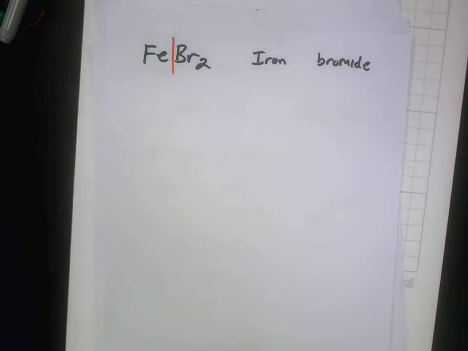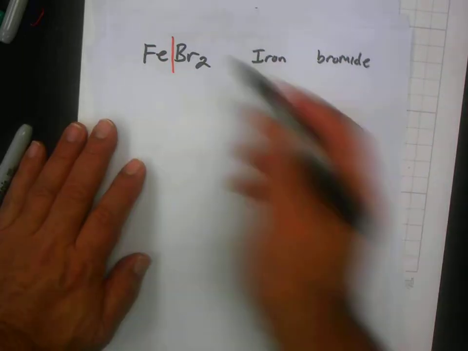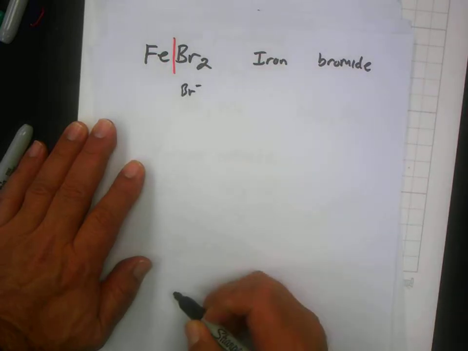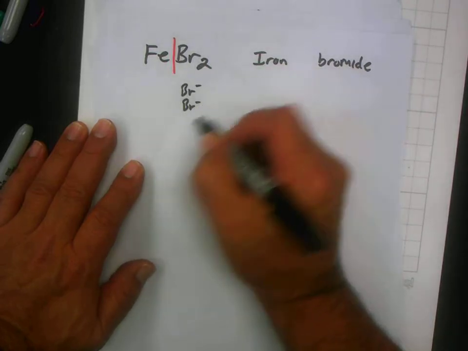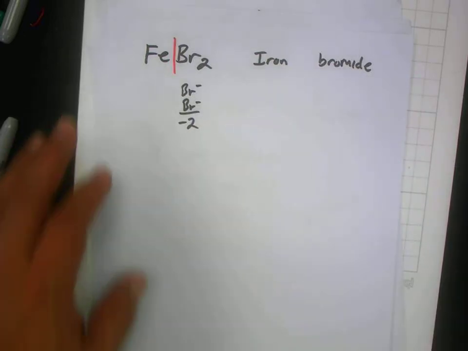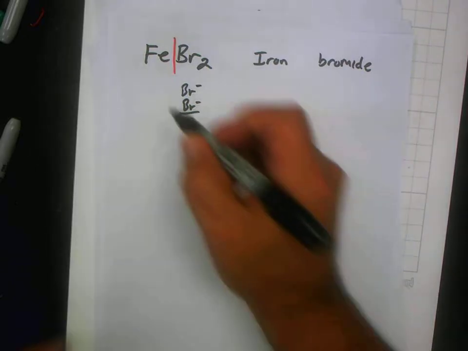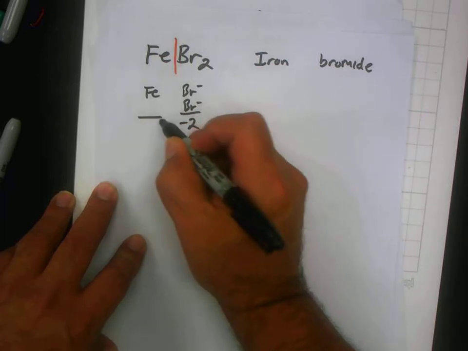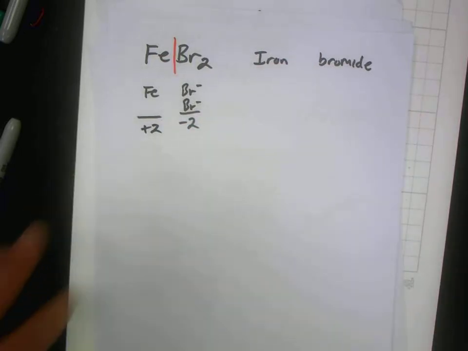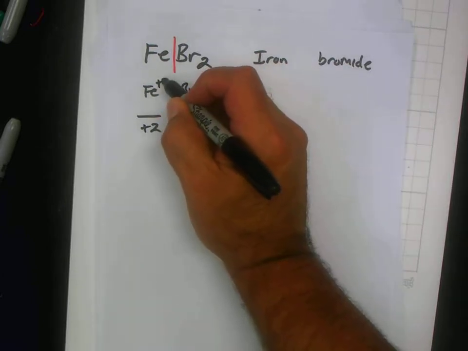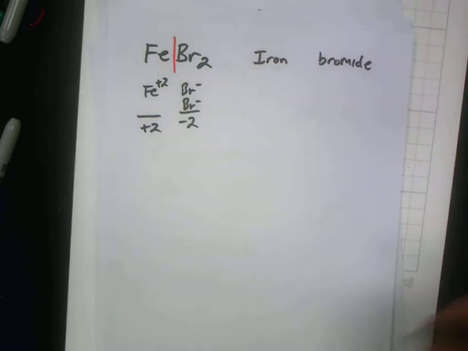Well, the way you can figure this out is you're going to do a little bit of semi-algebra. The whole thing's neutral, right? And we know that each bromide is a -1. And we know there's two of them. So therefore, there's going to be a total of 2 negative charges in this formula. But there's only one iron, and there has to be a total of 2 positive charges in this formula. That means that both of those positive charges have to go on the iron. So this is going to be iron 2.